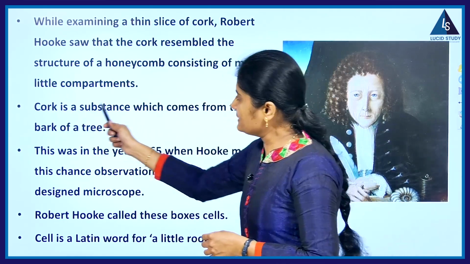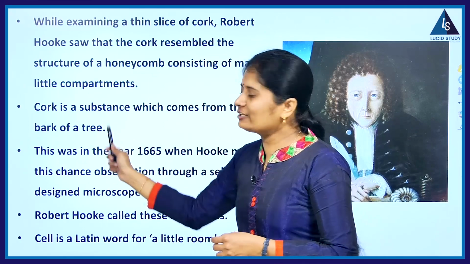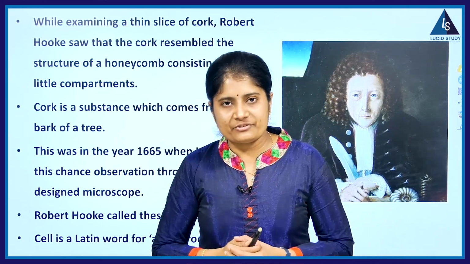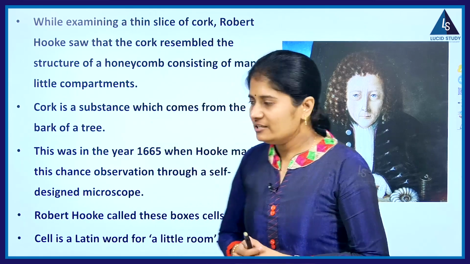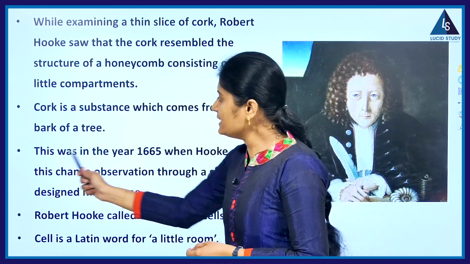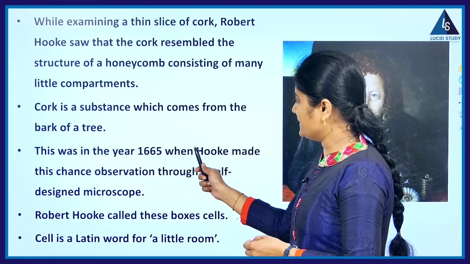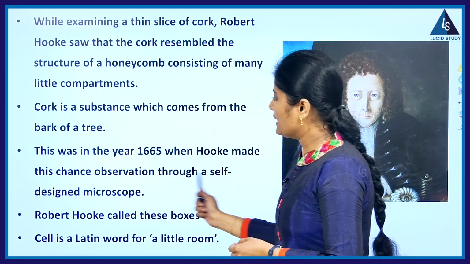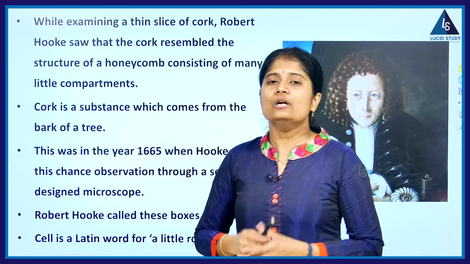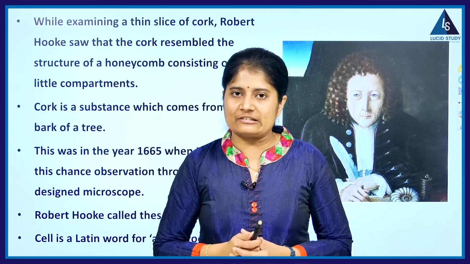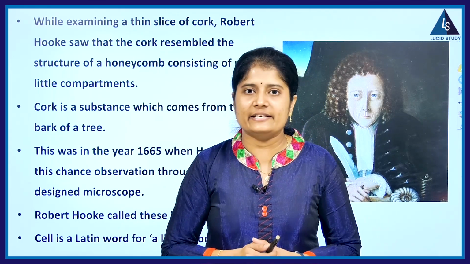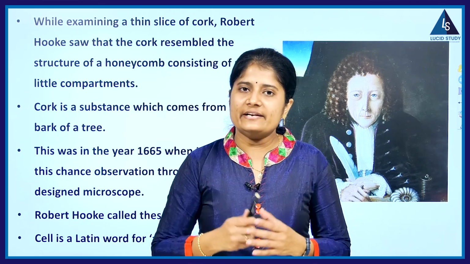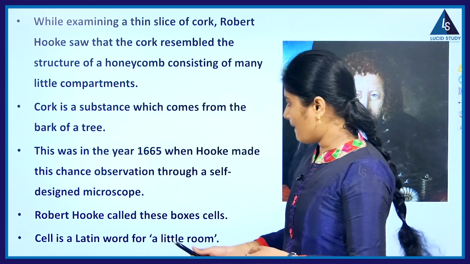Next, cork is a substance which comes from the bark of a tree. Just now I told you that it is one of the parts of the tree, that is nothing but the bark of the tree. This was in the year 1665 when Hooke made this chance observation through a self-designed microscope. So, how did he identify the structure? As he has said, it is a honeycomb-like structure, and he identified it under the microscope.